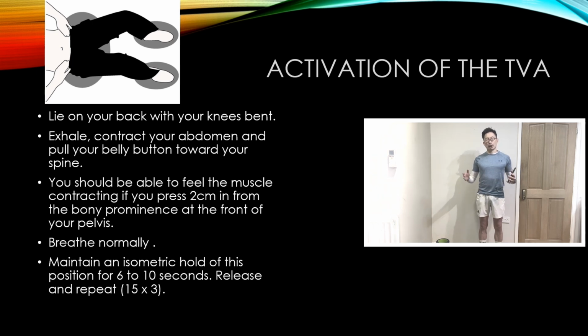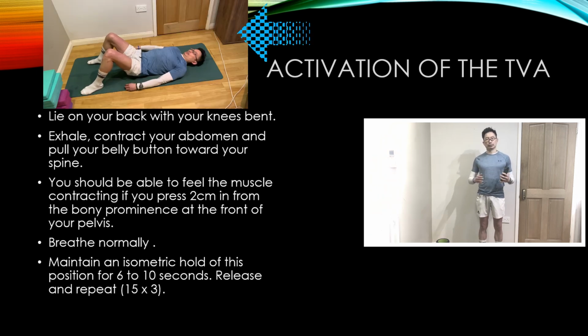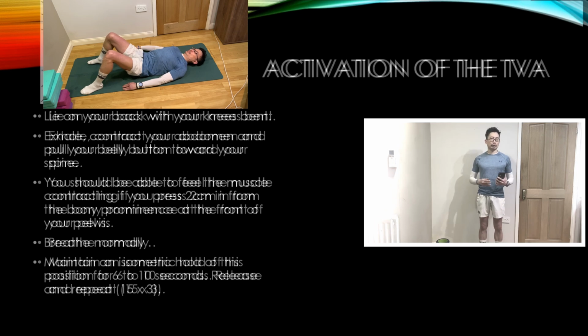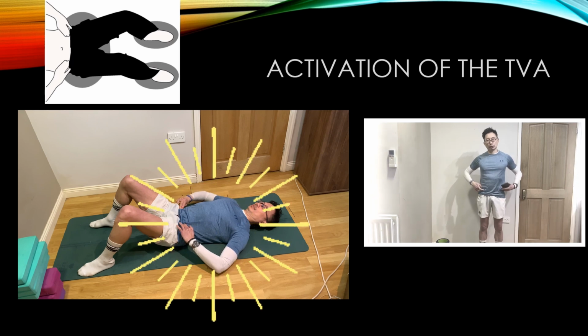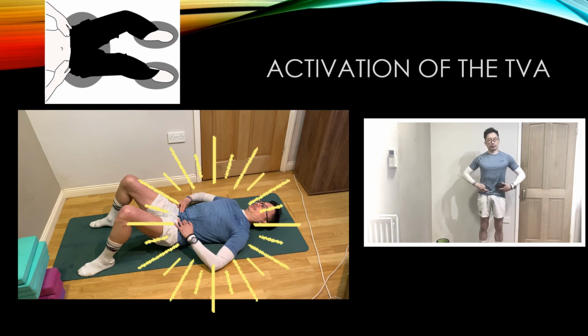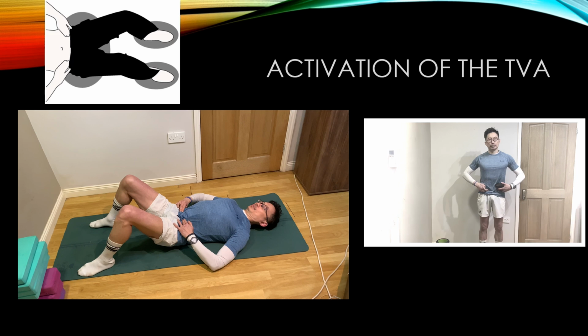So, how to activate the TVA? Lie on your back with your knees bent. Expire, contract your abdomen and pull your belly button towards your spine. You should be able to feel the muscle contracting if you press 2 inches in from the bony prominence at the front of your pelvis. Breathe normally. Maintain an isometric hold of this position for 6 to 10 seconds.